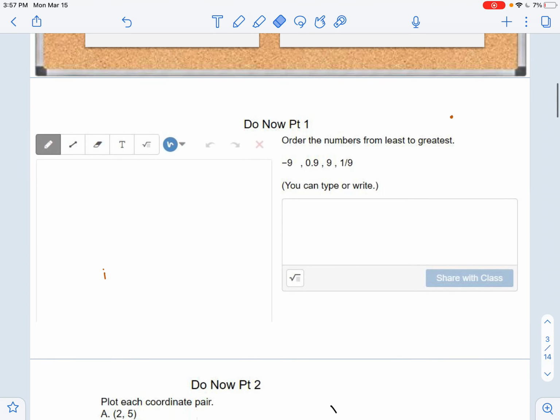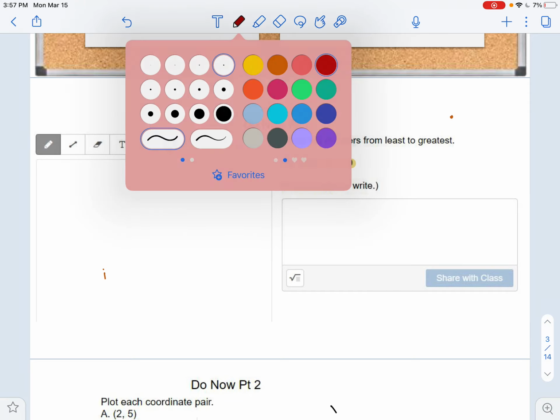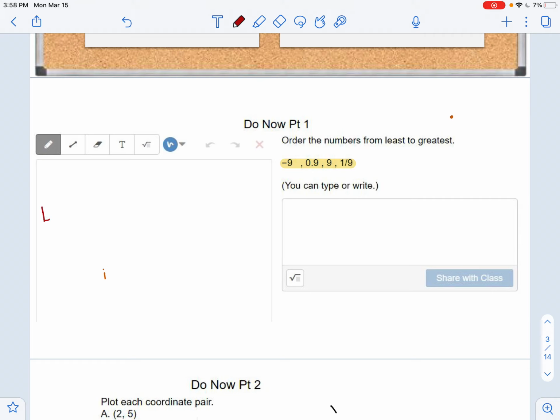So the first thing we did was a do now that reviewed something we learned a few weeks back. Order the numbers from least to greatest: -9, 0.9, 9, and 1/9. I suggest that before you watch me solve this problem, you go ahead, pause this video, click the first Desmos link that's listed just in the main folder of the Schoology page. It'll say Monday 3/15 classwork or Tuesday 3/16 classwork, and go ahead and give this a try on your own just so you can see where you're at.